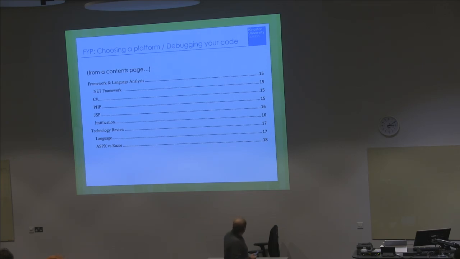Okay. This is from a contents page. Framework and language analysis. Various language slash platforms. Justification. And technology review, language. And then two particularly pertinent technologies in this context, and they did a versus comparison. Okay, so they first looked at the basic foundational platforms. Do we use C#, PHP, JSP, with justification, and then having chosen one of these, they chose C#.